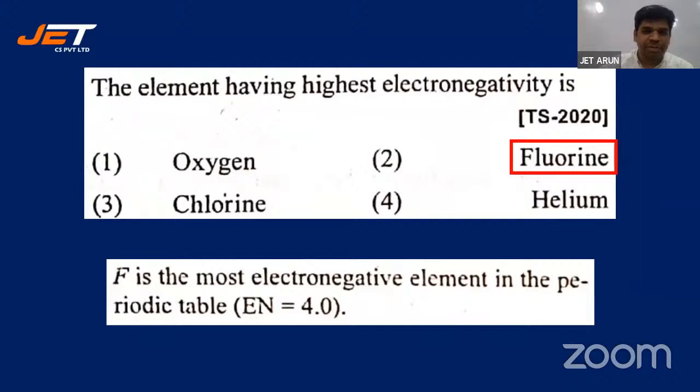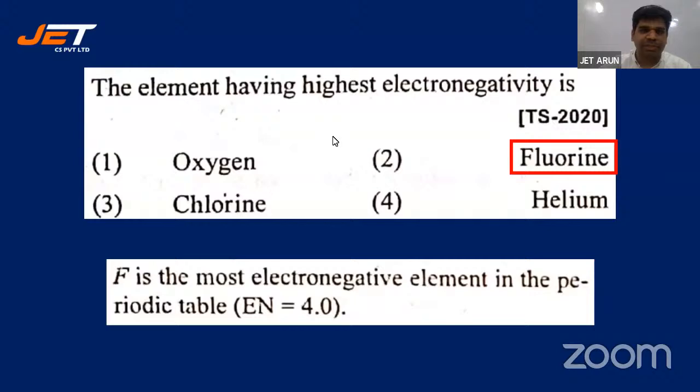The most electronegative, I'm sorry. Fluorine is the most electronegative element in the periodic table with electronegativity as 4.0. This is the most electronegative element. Fluorine option lo unte fluorine highest electronegativity.